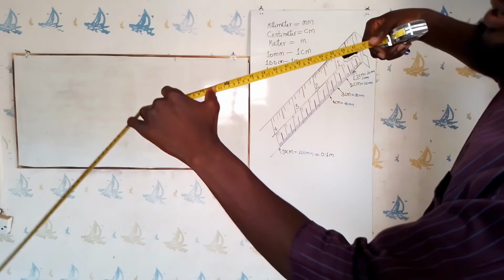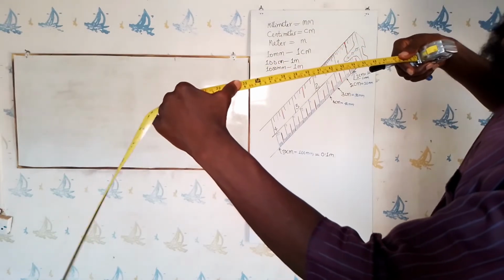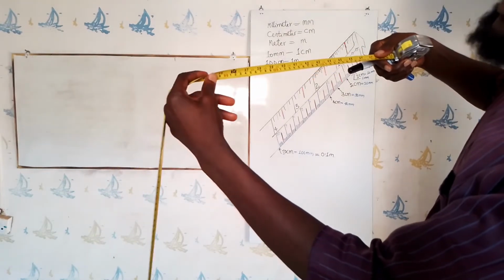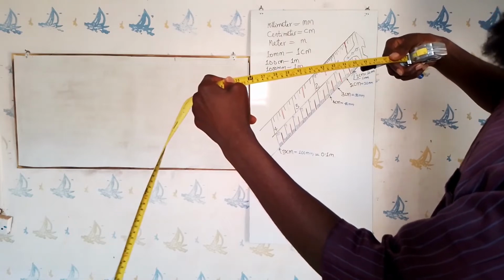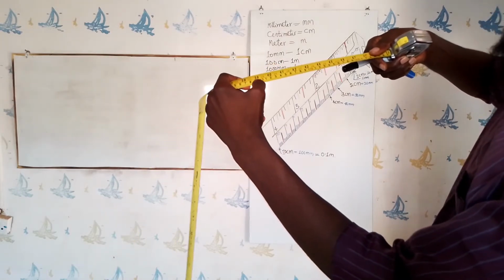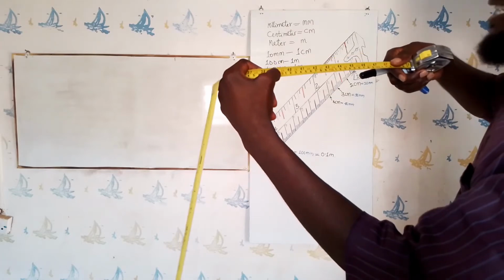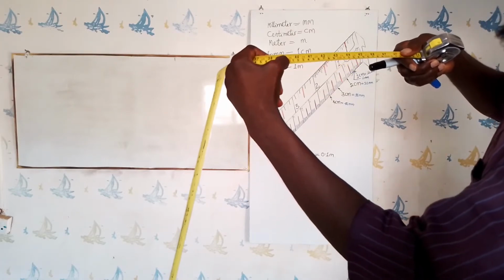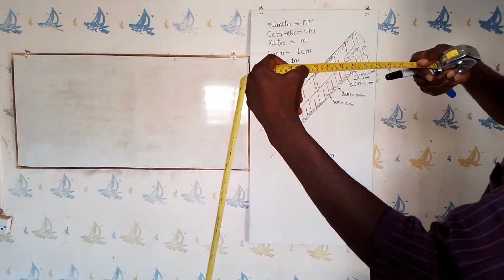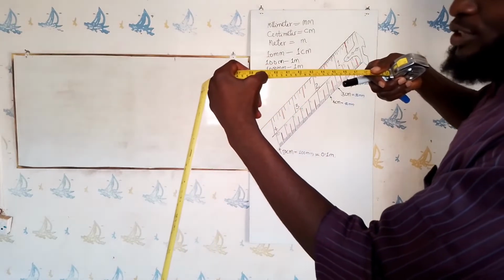So which is how many mm? That will be 900 mm. And in meter, that will be what? 0.9 meter. And this is 1 meter, which is the same thing as 100 cm. And it's also the same thing as 1000 millimeters, which is mm.